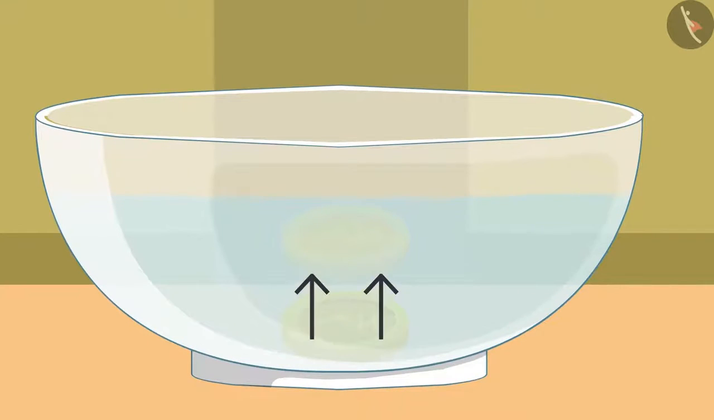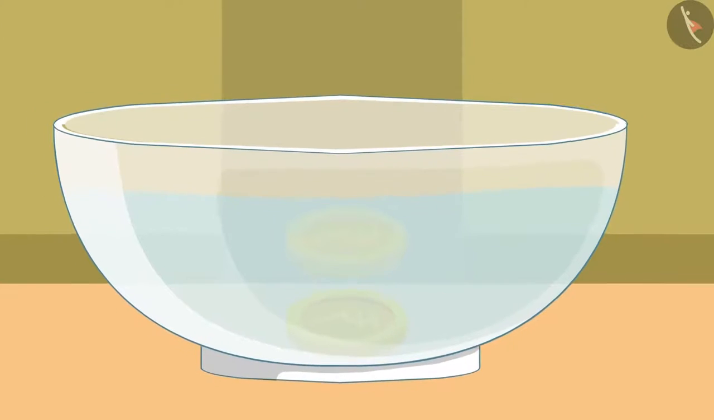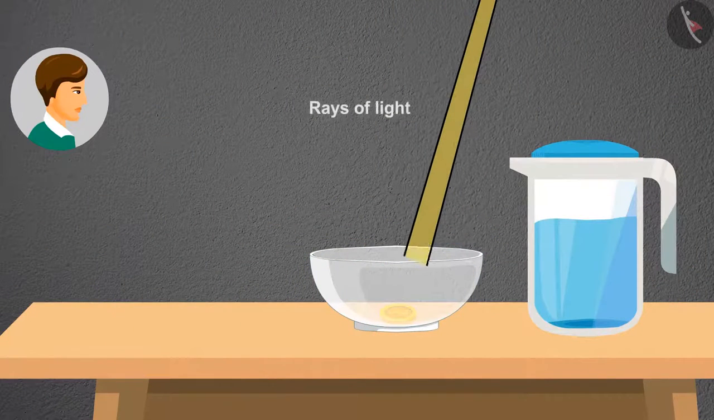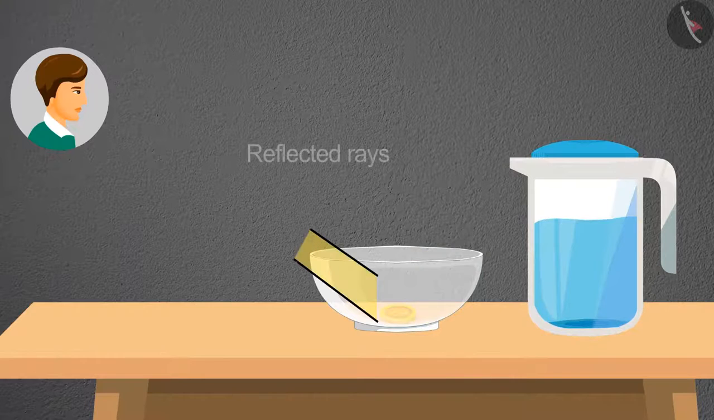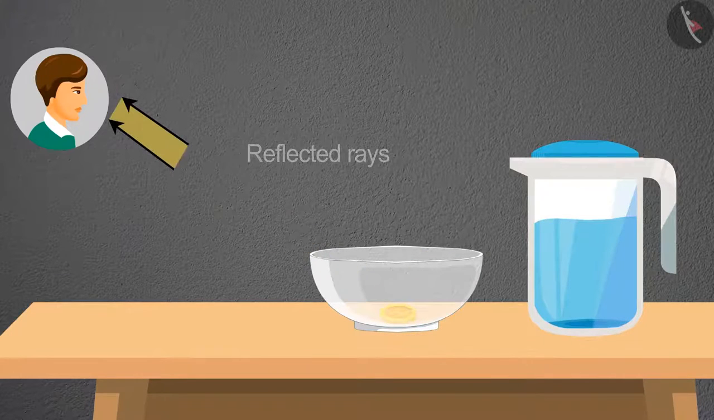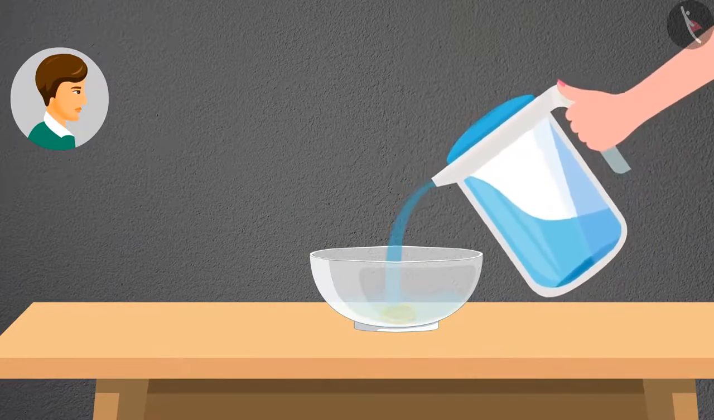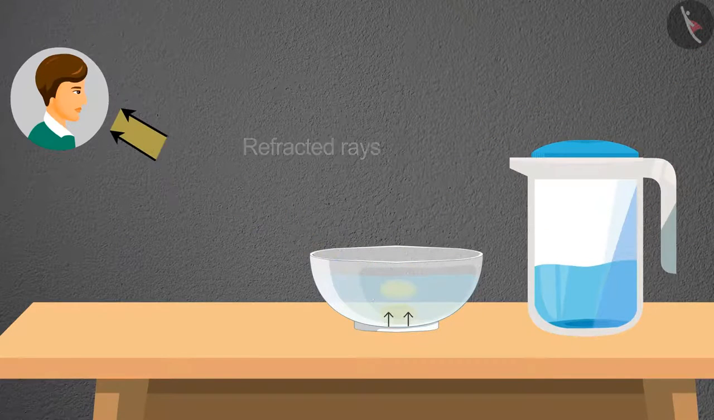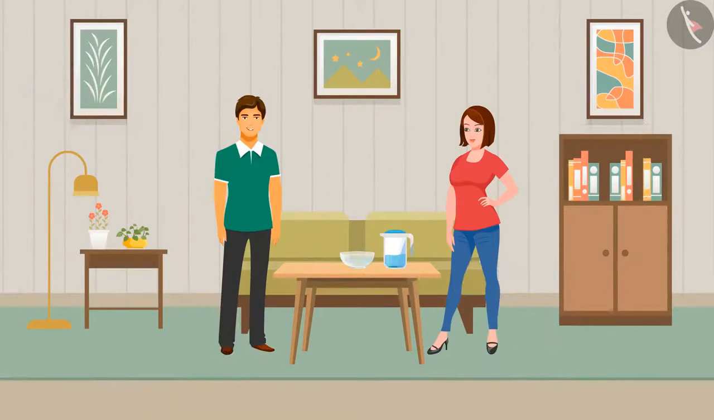Rahul, can you see any difference? Yes, I'm able to see the coin. But how is it possible, Ayesha? It is possible due to a phenomenon known as refraction. Firstly, the rays of light while entering your eyes were reflected by the coin. But when I filled this bowl with water, the rays entering your eyes were refracted and not reflected, due to which you could see the coin. So did light change its path after refraction? You get it right, Rahul.